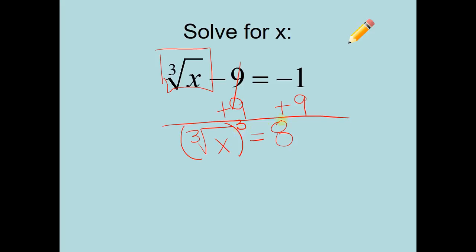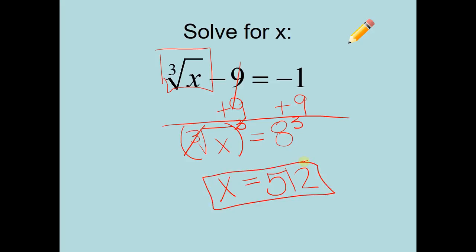But if I cube on this side, I've got to cube on this side. So that means cube and cube root are going to cancel off, so I will be left with x over here. And then I need to know what 8 to the third power is, which is 512. Now, before you're like, yes, we got it, Marsh, it worked, you do need to check. You need to make sure that the number you get works in the problem that you're working on.